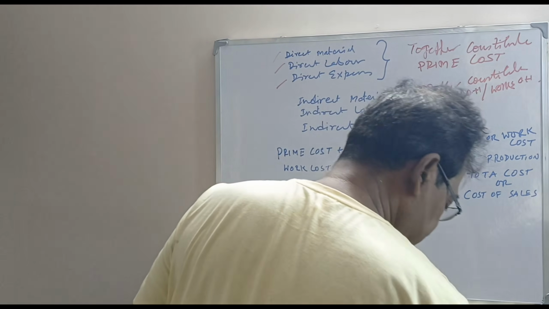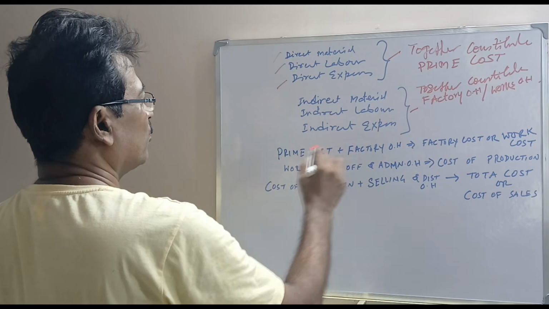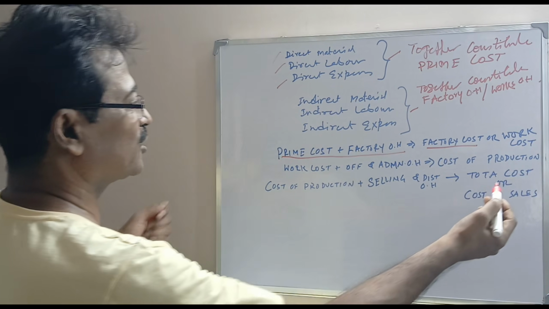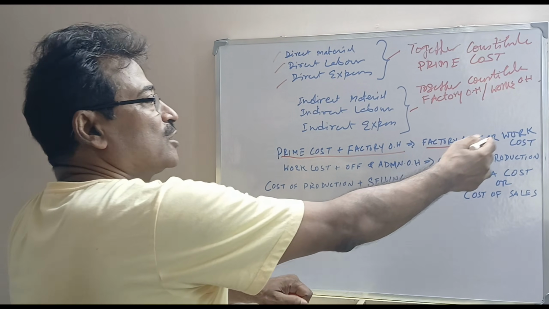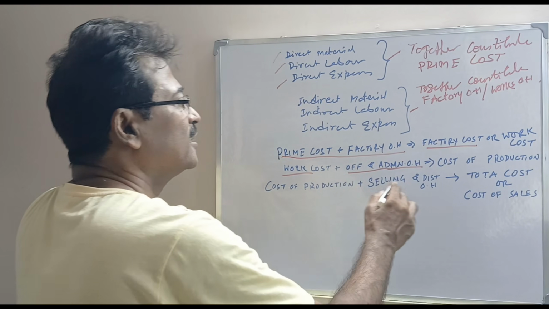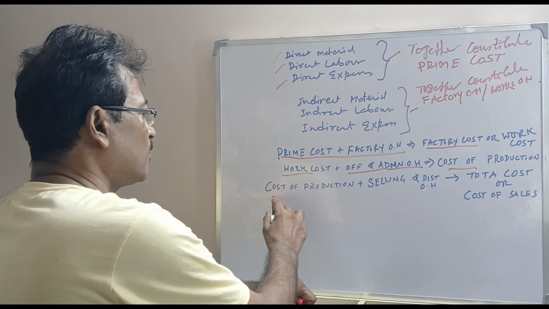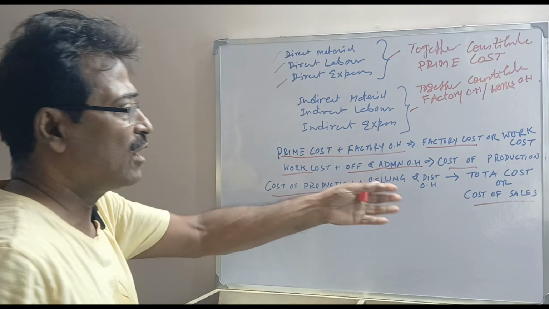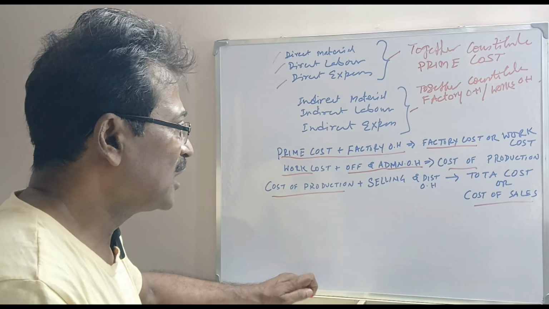Then prime cost plus factory overhead together constitute factory cost or work cost or production cost or manufacturing cost, whatever you say. Prime cost plus factory overhead is the factory cost or work cost. Work cost plus office and administrative overhead, that is cost of production. Then cost of production plus selling and distribution is the total cost or cost of sales. Now add profit element with the total cost, then you can find out the selling price.